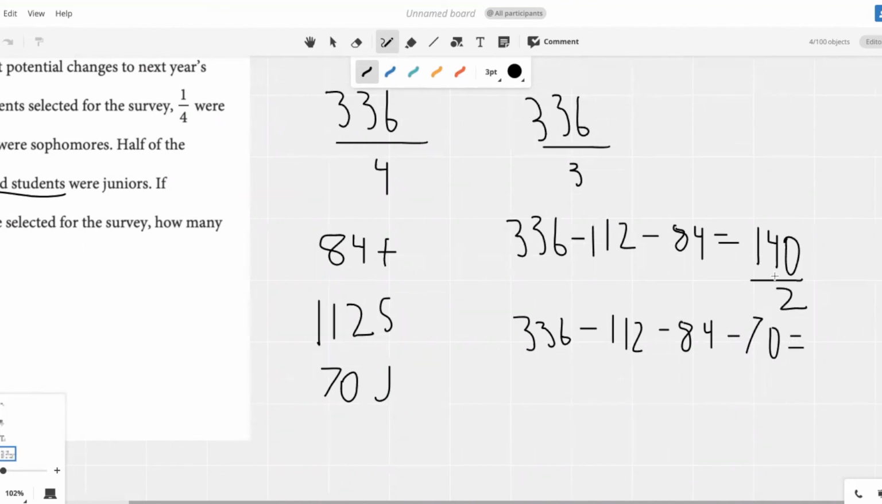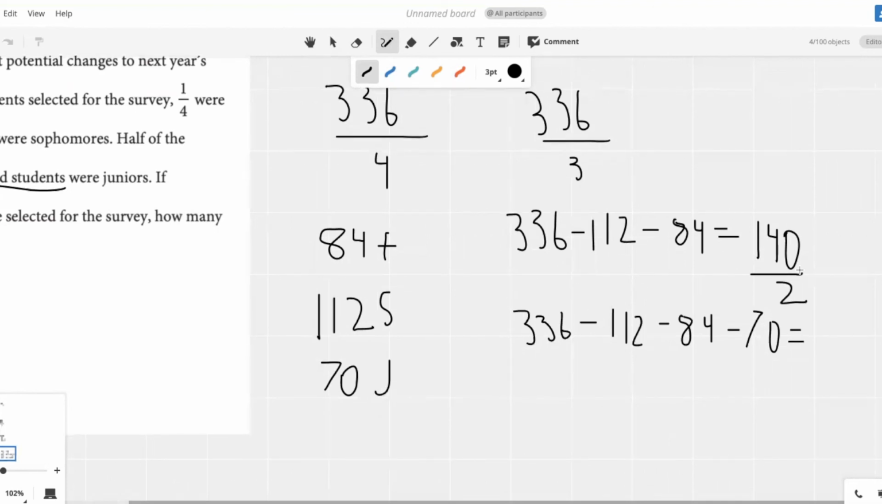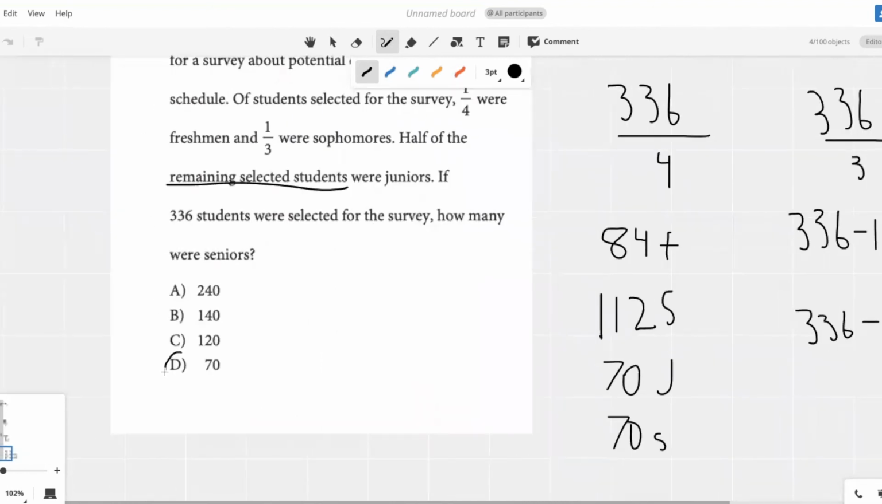Or alternatively, since you know that 140 students are left after subtracting the number of freshmen and sophomores, and you know that you divided it by 2 to get the number of juniors, it stands to reason that the number of seniors will also be 140 divided by 2, because half of the remaining number of students were seniors and half of the remaining number of students were juniors. And so you can alternatively just use that to figure out that the number of seniors left is 70. So your total number of seniors will be 70. So your answer is D.